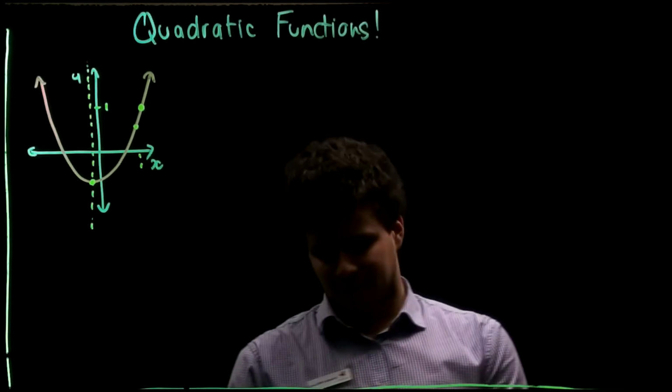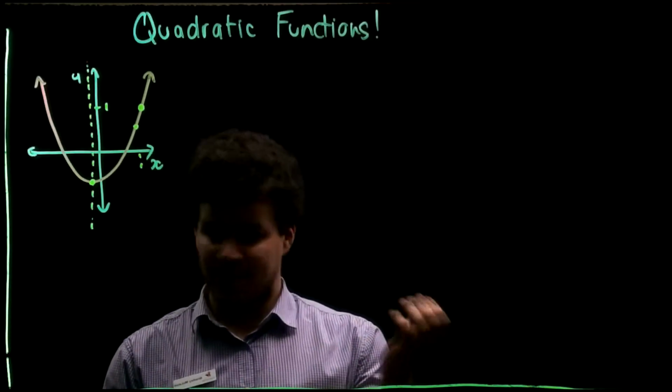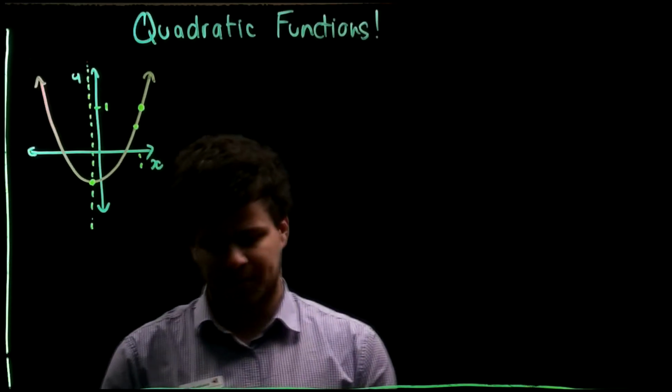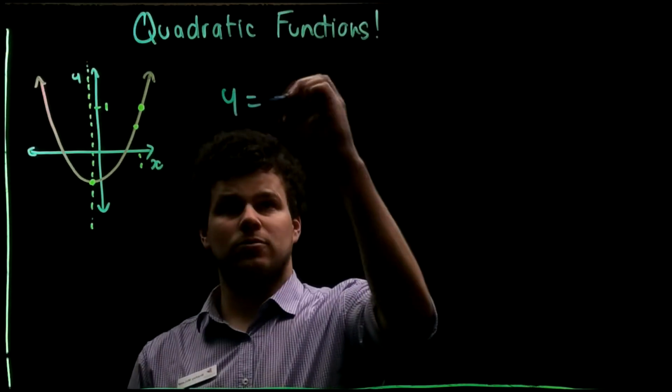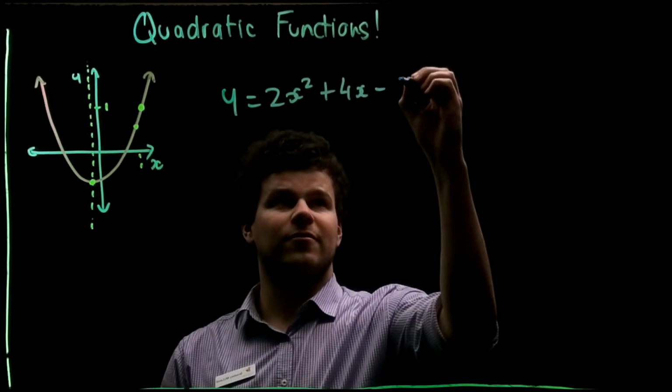Quadratic equations are a little bit different. Okay, the trick is if it's got anything squared in it, it makes it a quadratic. There are some traps though, but let's look at some examples. So y equals 2x squared plus 4x minus 5.